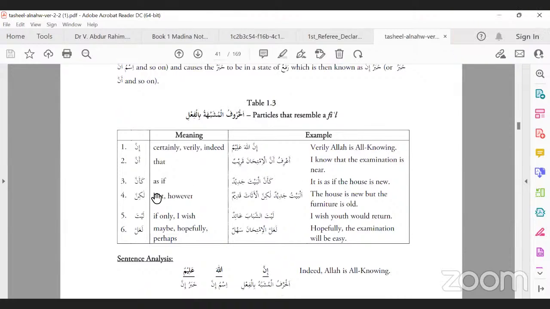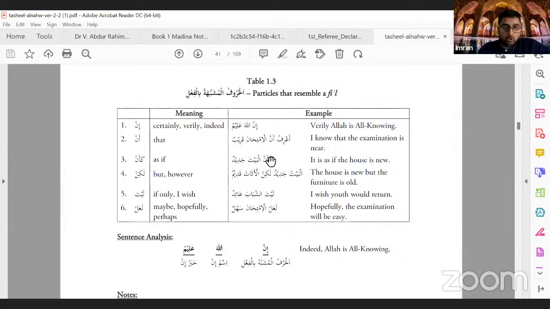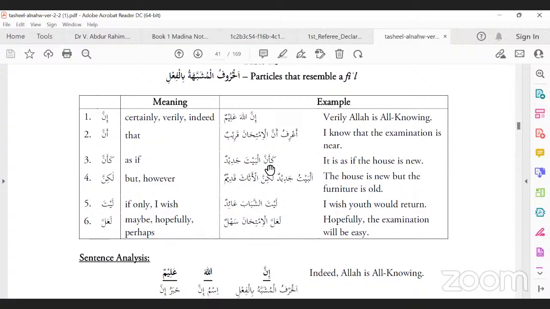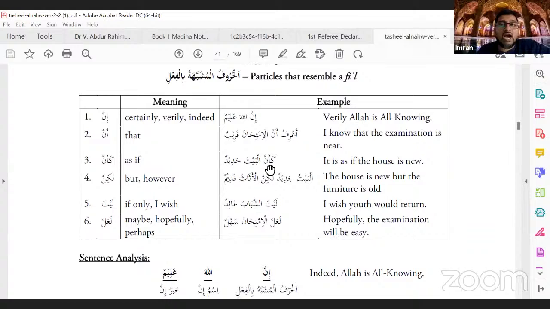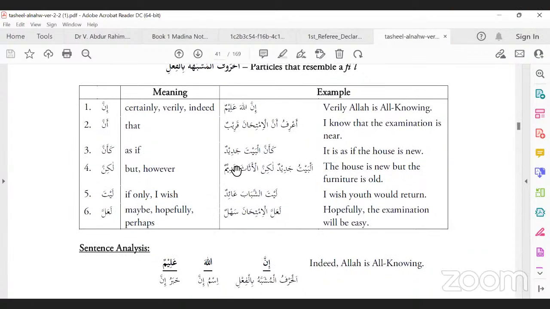So I did 1 and 2, and I'm on 3 now. Ka'anna, as if. Ka'anna al-bayta jadidun, it is as if the house is new. So al-bayta is mansub because it is the ism of ka'anna, and jadid is the khabar of ka'anna.